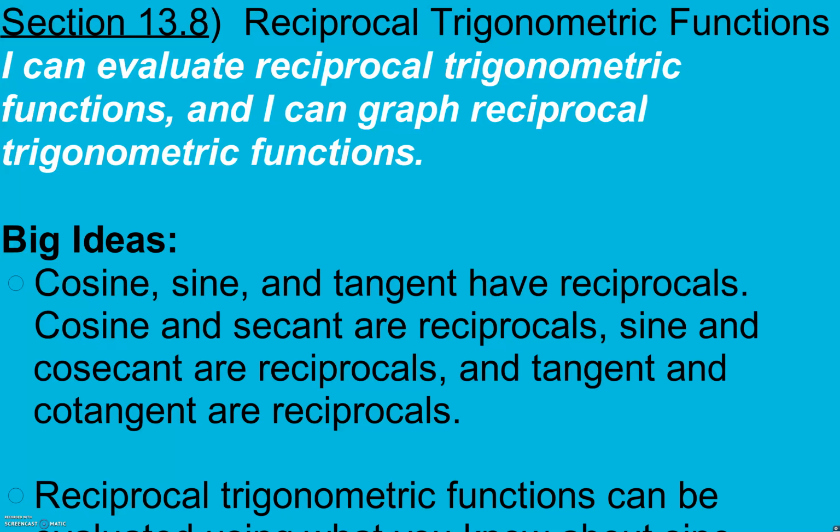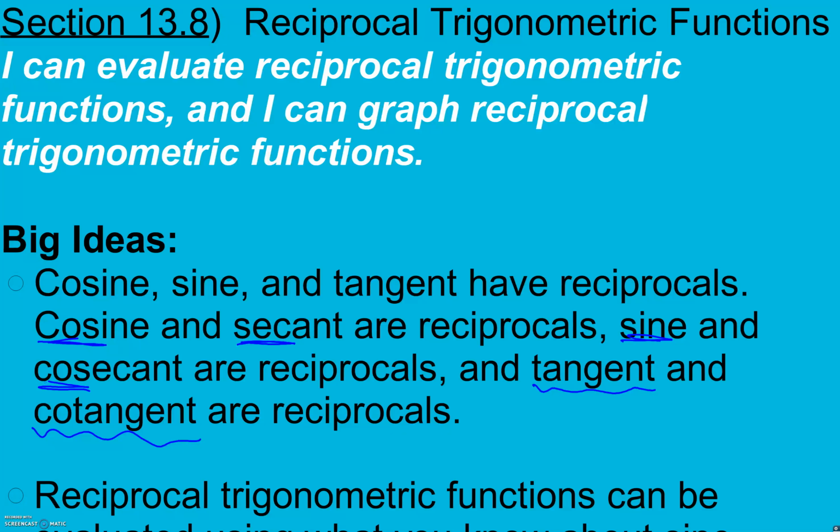Big ideas here. Cosine, sine, and tangent have reciprocals. Cosine and secant are reciprocals. Sine and cosecant are reciprocals. And tangent and cotangent are reciprocals. So tangent and cotangent make sense. Cosine and secant go together, and sine and cosecant go together.